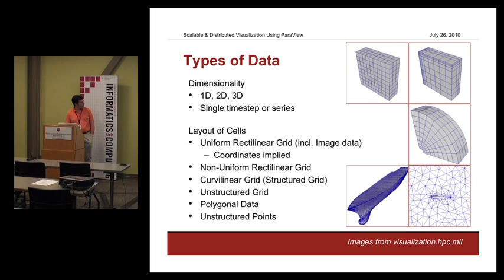And we also have our, so here the unstructured grid goes away from these rectangular cells to any sort of triangular or tetrahedral data. And polygonal data, and of course you have just unstructured points in 3 space.